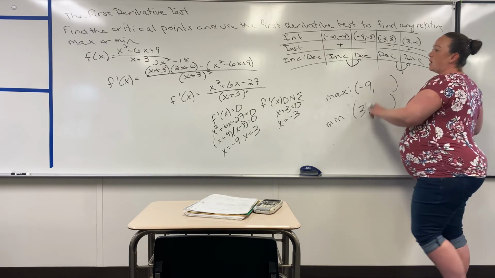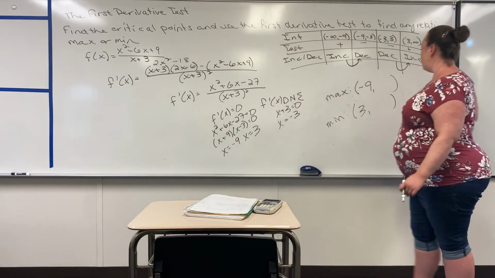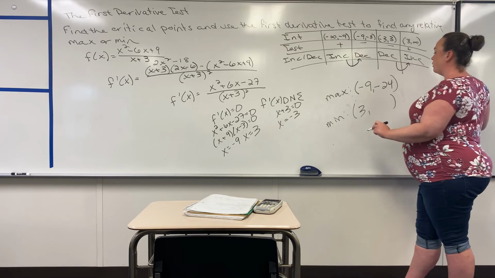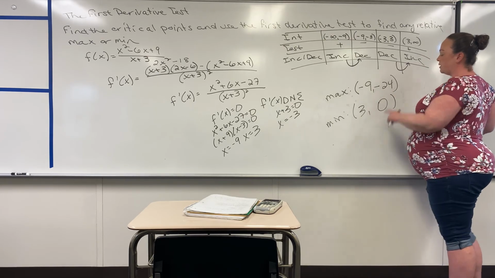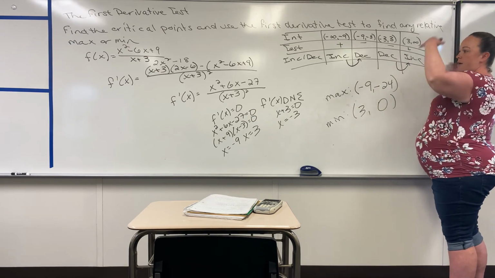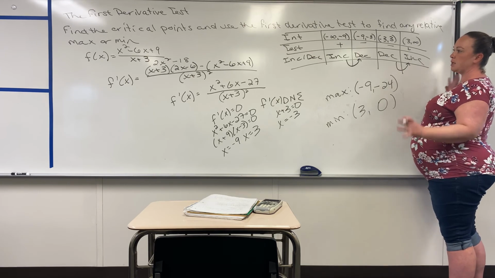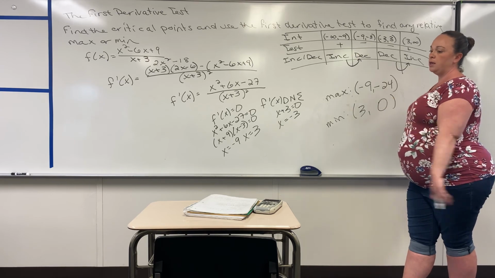So you want to take -9 and plug it into your original, and you end up with -24. Then you want to take 3 and plug it into the original, and you end up with 0. Some people get hung up on the fact that this is a smaller value than this. It doesn't matter because it's based off of the shape of what the graph is doing, okay? So then that would be your max, and that would be your min. And like I said, this is the increasing, decreasing function stuff with just the one itty bitty extra step.